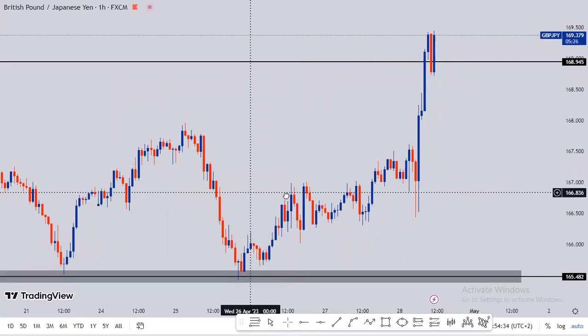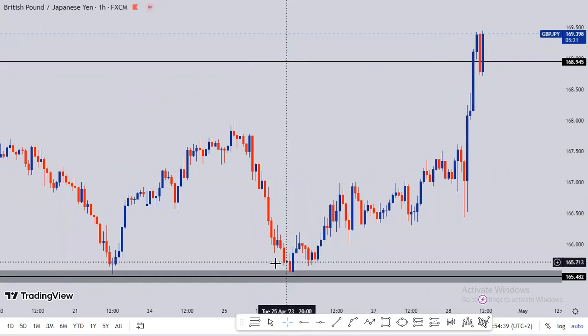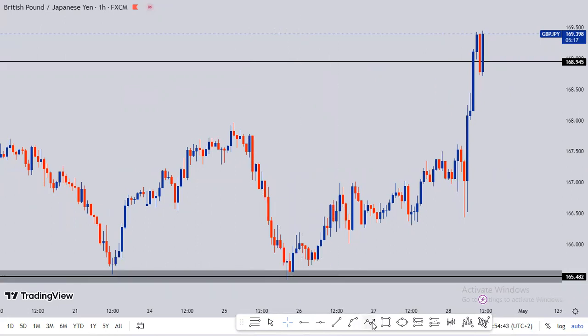And then on the 1 hour, we come here, we find what? This. What do we call this? This is the hanging man. This thing, if you know candlestick patterns.